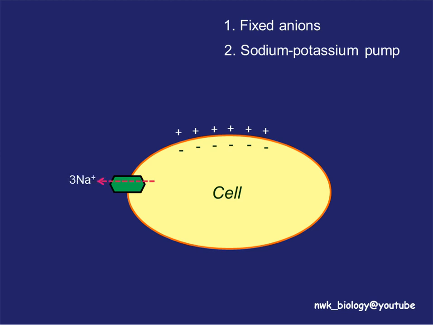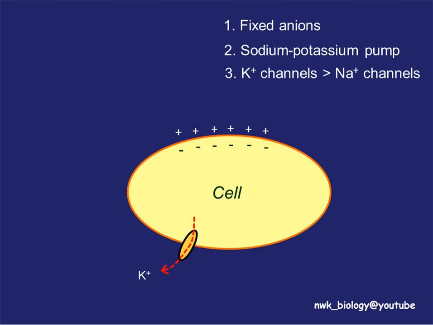The sodium-potassium pump actively transports 3 sodium ions out of the cell and 2 potassium ions into the cell. This makes the cell lose 1 positive charge in each transfer. The third factor is the potassium channel and the sodium channel. Potassium channels transport potassium ions out of the cell, while sodium channels transport sodium ions into the cell. However, the plasma membrane has more potassium channels than sodium channels, which means the cell will be losing more positive charge than gaining positively charged ions. All these three factors together contribute to the formation of membrane potential.